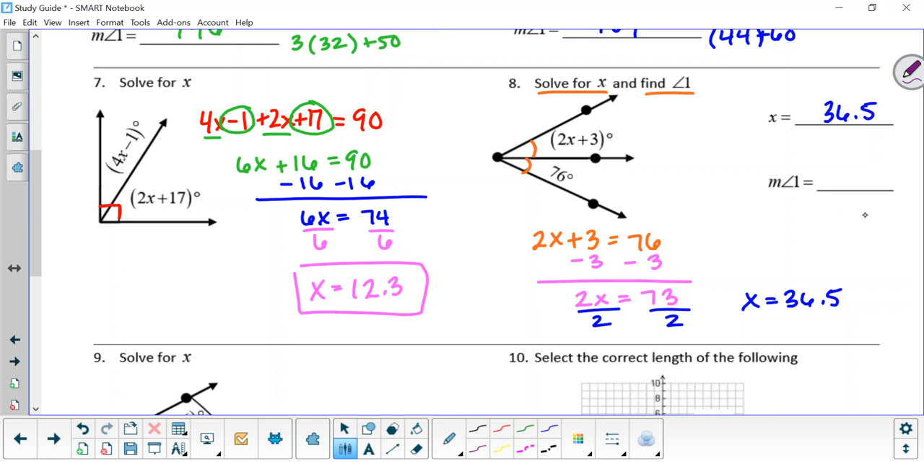Now I have to find angle 1. Angle 1 is this guy. So we'll have 2x plus 3. And then instead of x, we have 2 times 36.5 plus 3. Plug that into Desmos, and you get 76 degrees. You also know that it's going to be 76 because they each have the same marking. And so when they have the same marking, they're the same number.